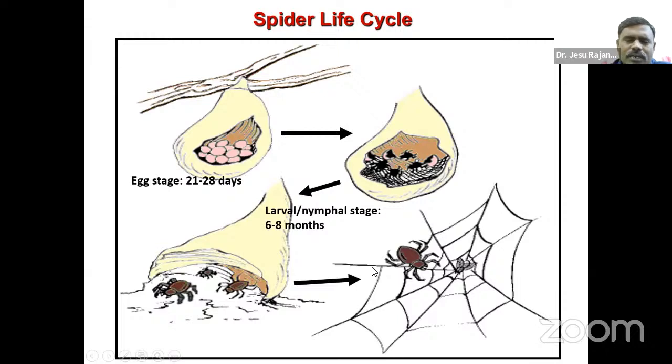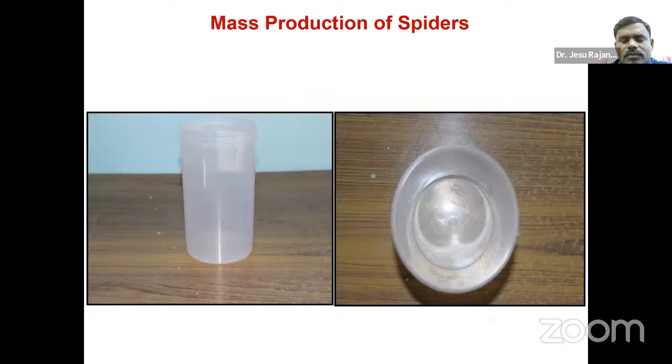So here there is no need for rearing all the stages. Only rear the adult stage. Now I'll explain. It's a very easy method. Just take one big container. You see the length of the container is almost 30 centimeters. The width is only 10 to 15 centimeters.